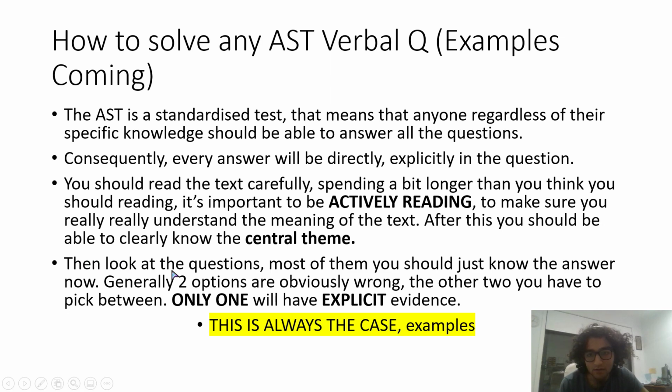Okay, then you look at the questions. Most of them you should just know the answer now. Generally, two answers are obviously wrong, and we'll show examples of this later. Now, the other two, this is where it gets tricky. This is especially where I got it wrong in the recent trial. So what you have to do is pick between the two that are not obviously wrong. And only one will have explicit evidence, right? This is crucial. Only one of them will have explicit evidence. The other one might be implied, but it's not explicitly there. So this is the case.